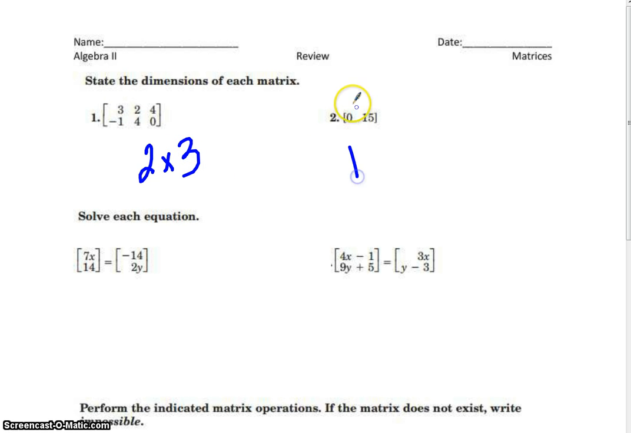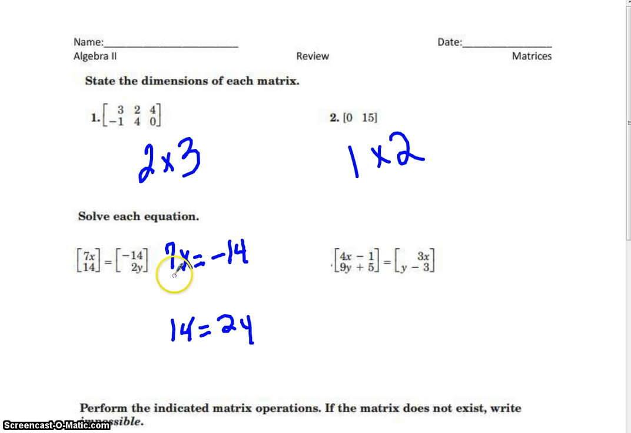We only have 1 row. We have 2 columns. That one is a 1 by 2. For the next part, I want you to solve each equation. Remember that when there's an equal sign between the matrices, you take the corresponding elements and you simply set them equal to each other. So 7x is equal to negative 14, and 14 is equal to 2y. So if you divide by 7, you get x is equal to negative 2. And if you divide by 2, you get 7 is equal to y.